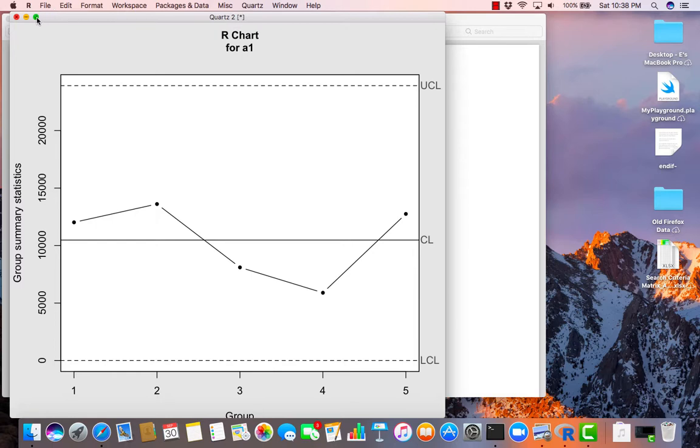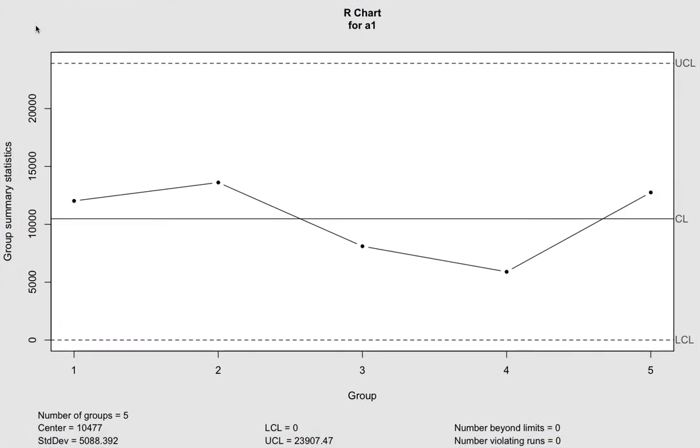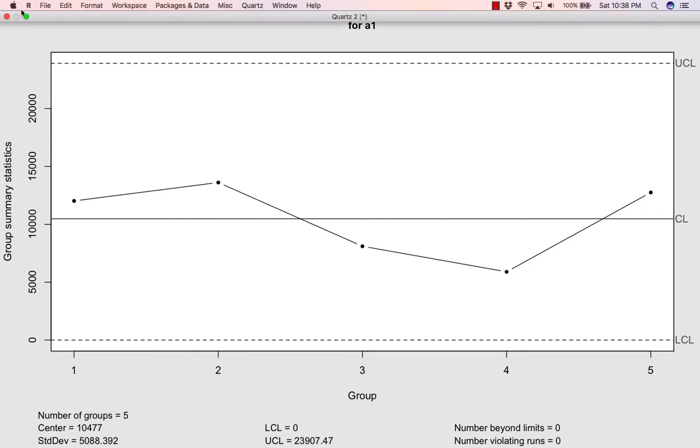And let me just puff this up a little bit. So the number of groups, which is the number of rows, is 5. And there you have it. No, nothing out of whack.